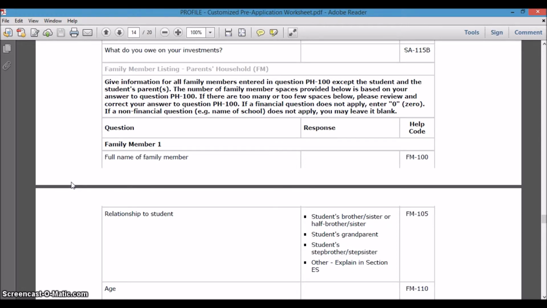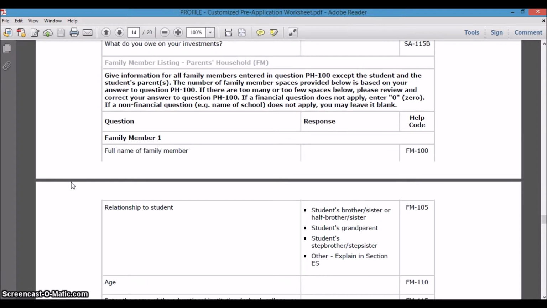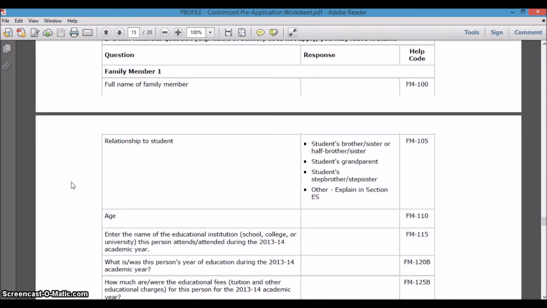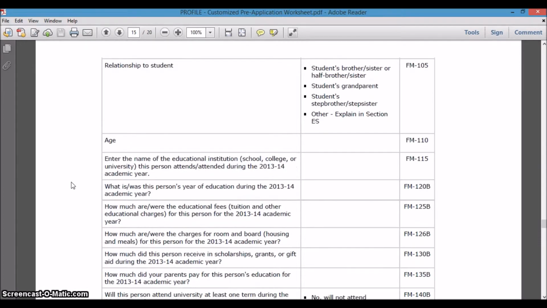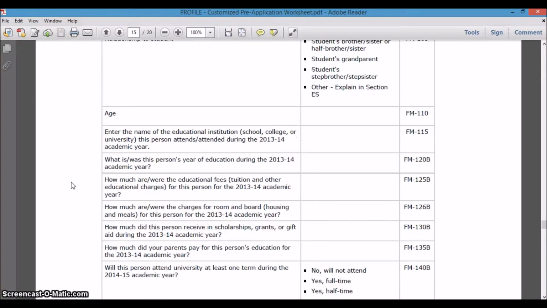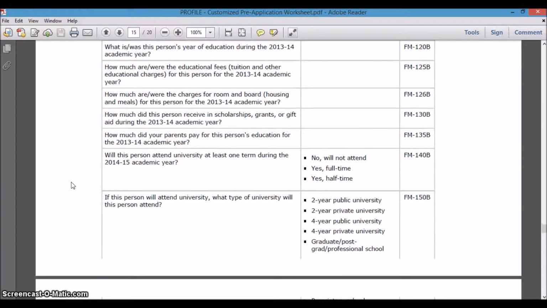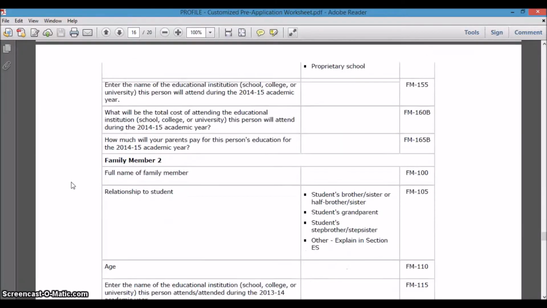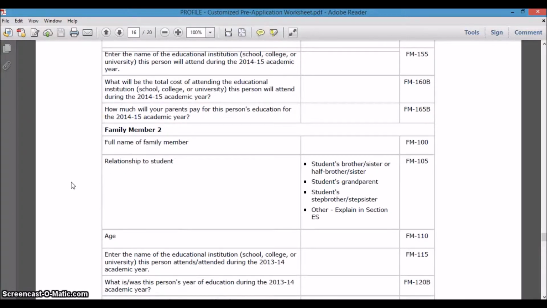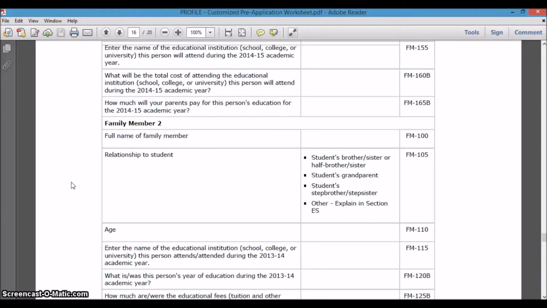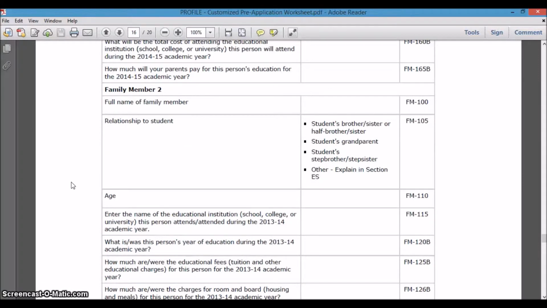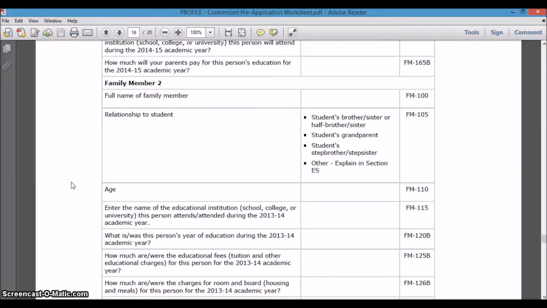First you list the full name of the family member, and you write the relation to you, and the age, and you do the same thing for everyone that's dependent on your parents. After that, you write if they are in a public university or a private university or whatever, or how much your parents are actually paying for that person. This is for family member number 1, and then you do this for family member 2, and so on. If you don't have enough space on the CSS, you just add this information in the additional information section, which will come up at the end of this form.